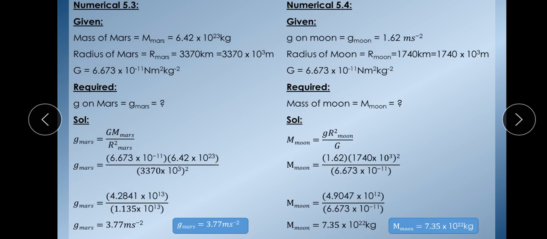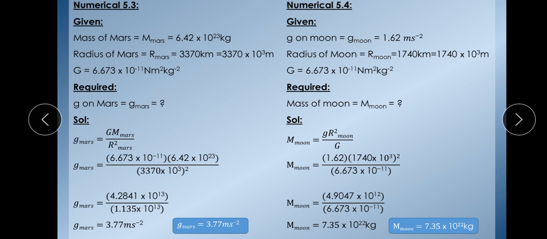So in the third numerical, the statement is: find the acceleration due to gravity on the surface of Mars. The mass of Mars is 6.42 multiplied by 10 raised to power 23 kg, and its radius is 3370 kilometer. So mass of Mars is 6.42 multiplied by 10 power 23. Radius of Mars is 3,370 kilometer, which we have to convert into meter before solving. Then the value of the gravitational constant we know already in all the numericals. So g on Mars we have to calculate.